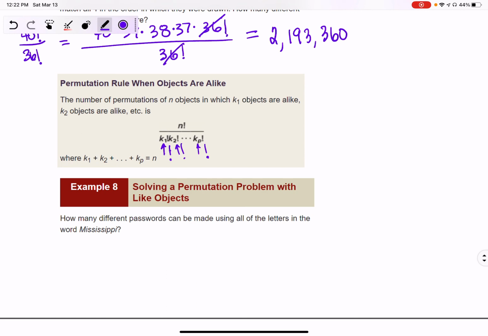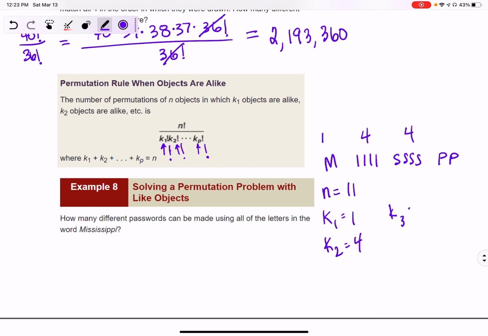Mississippi. Okay, so the letters can be rearranged. We're going to start by rearranging them. So we have one M, we have 4 I's, we have 4 S's, and then we have 2 P's. So those are the letters in the word. That means we have a total of 1, 4, 8, 11, a total of 11 letters. We can say our K1, we have 1 M. Our K2, we have 4 I's. Our K3, we have 4 S's. And our K4, we have 2 P's.